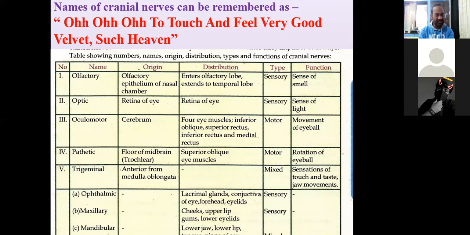So that is the trigeminal, which is further divided into 3: ophthalmic, maxillary, and mandibular. And in all, it is going to cover the facial area. Simply talking, it is the facial area. And in ophthalmic, what innervation is there? Lacrimal, conjunctiva, and forehead along with the eyelids. In maxillary, cheeks, upper lips, gums, and lower eyelids. And in mandibular, lower jaw, lower lip along with the allied area, and it has got mixed nature. So that is number 5.